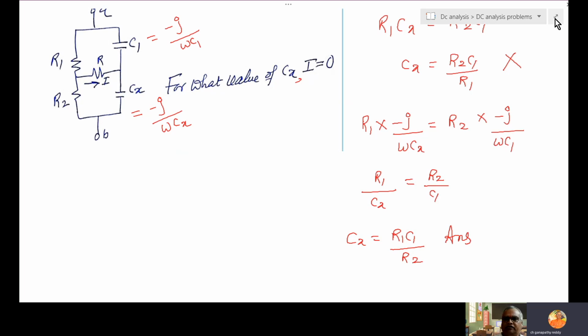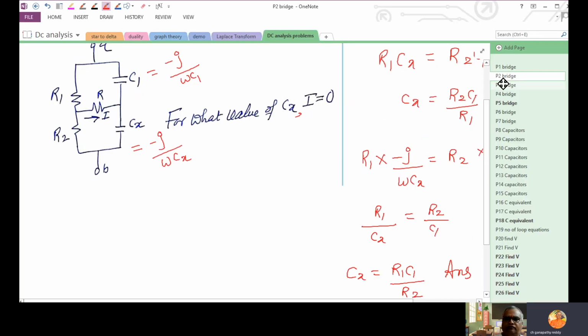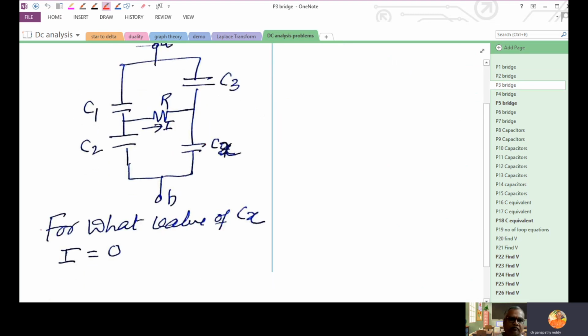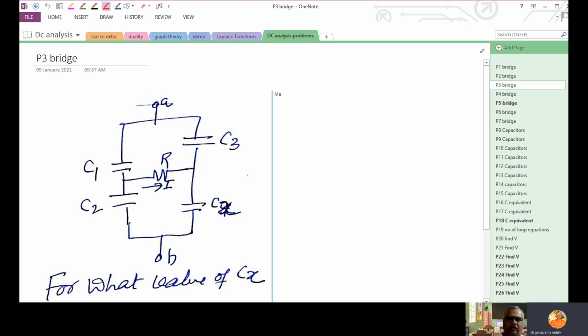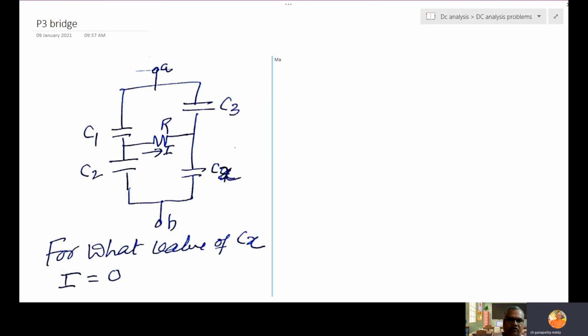If all are capacitors, how can we do it? In this problem, for what value of Cx is I equal to 0? But here all are capacitors. When all are capacitors, you need not convert everything into ohms, that is a waste of time. Simply multiply: C1 Cx is equal to C2 C3. So Cx is C2 C3 by C1. This is the answer.